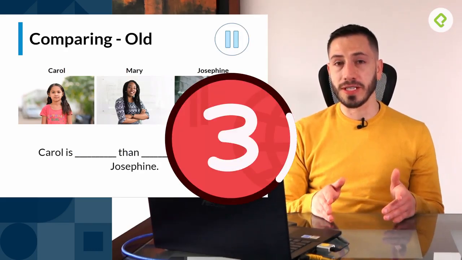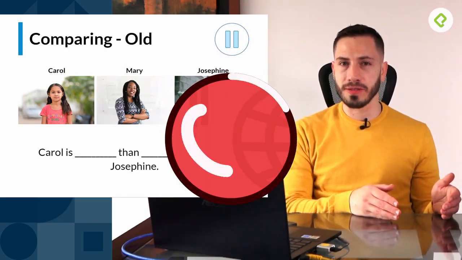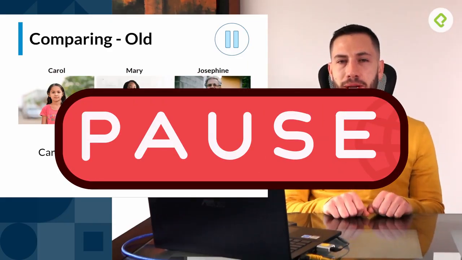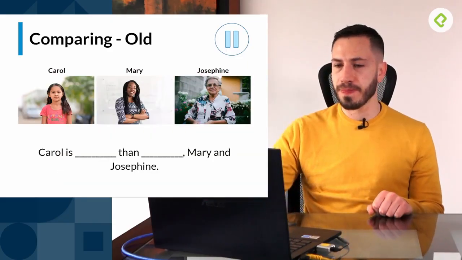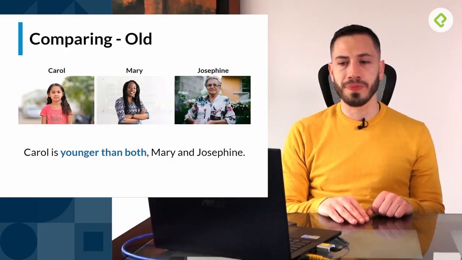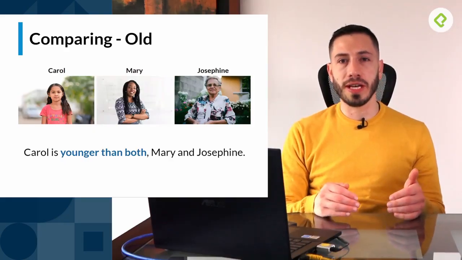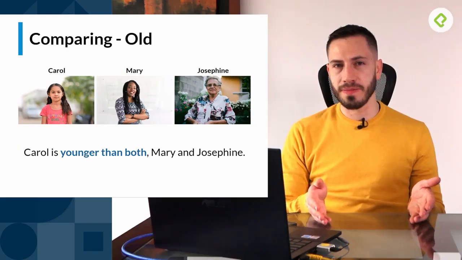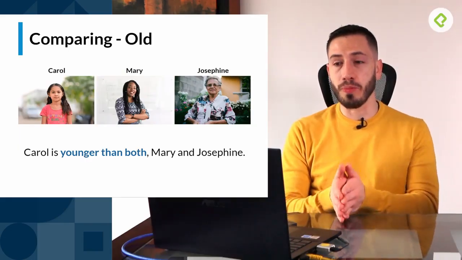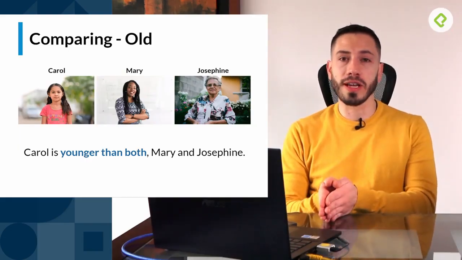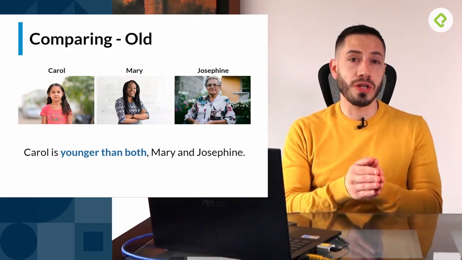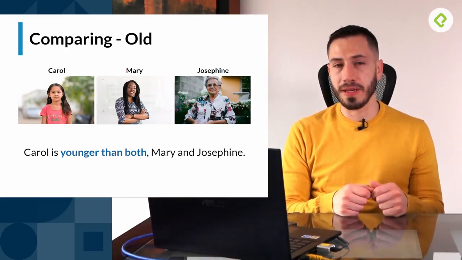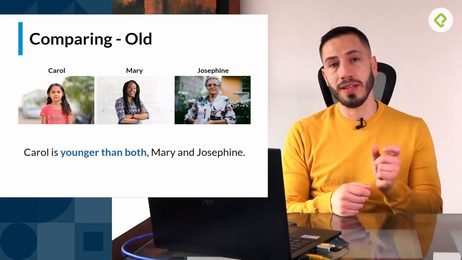Now we can start this phrase with Carol. Pause the class right now and then come back to compare the answer. Cool. Carol is younger than both Mary and Josephine. Do you see how we're using the opposite? We don't use old anymore. Now we use young, which happens to be also a short adjective, and that's why we say younger than.